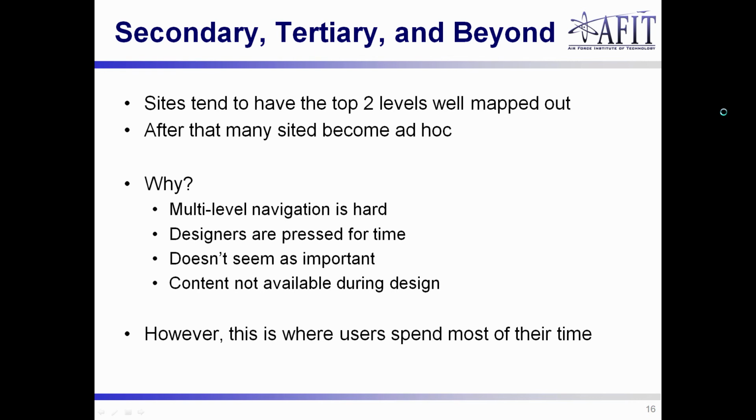And of course, the content for those levels are often not available at the time of the design process, right? So many times people don't have all the details fleshed out of what the website's going to contain. They just know those main sections. So the design often occurs without even knowing what users might need to navigate to. However, this is actually where users spend most of their time. So there needs to be some thought put into it. We really need to plan out our navigation at all levels, not just those first 2 levels.